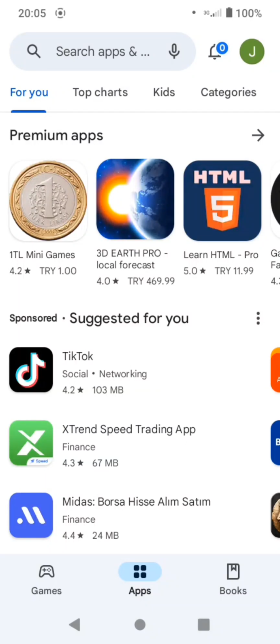This is a complete beginner's guide to using MetaTrader 4, or MT4. I'm going to use my Android phone. You can follow along if you have an Android, or if you have an iPhone, just follow along with me. The process is still the same.